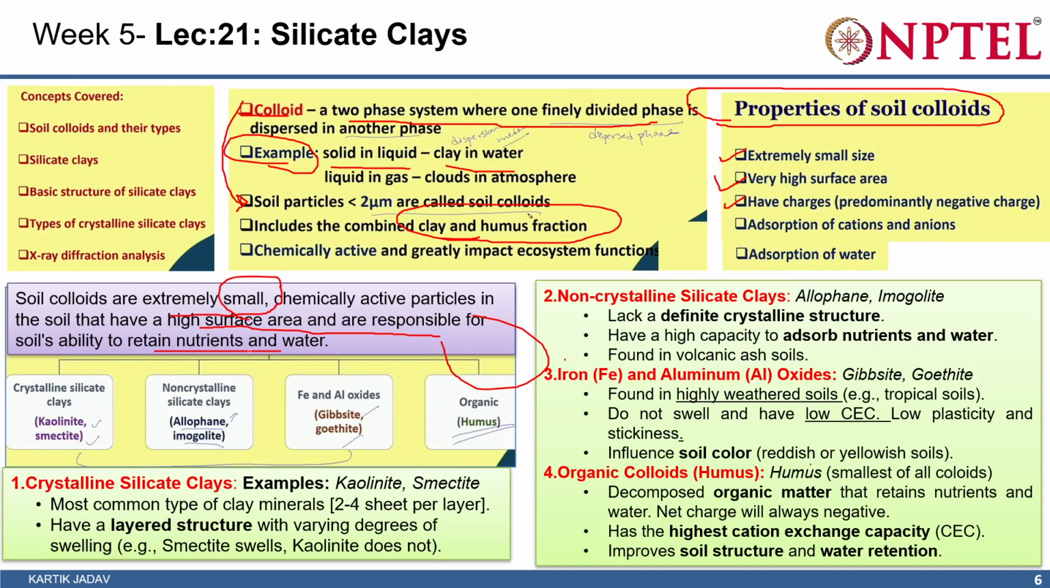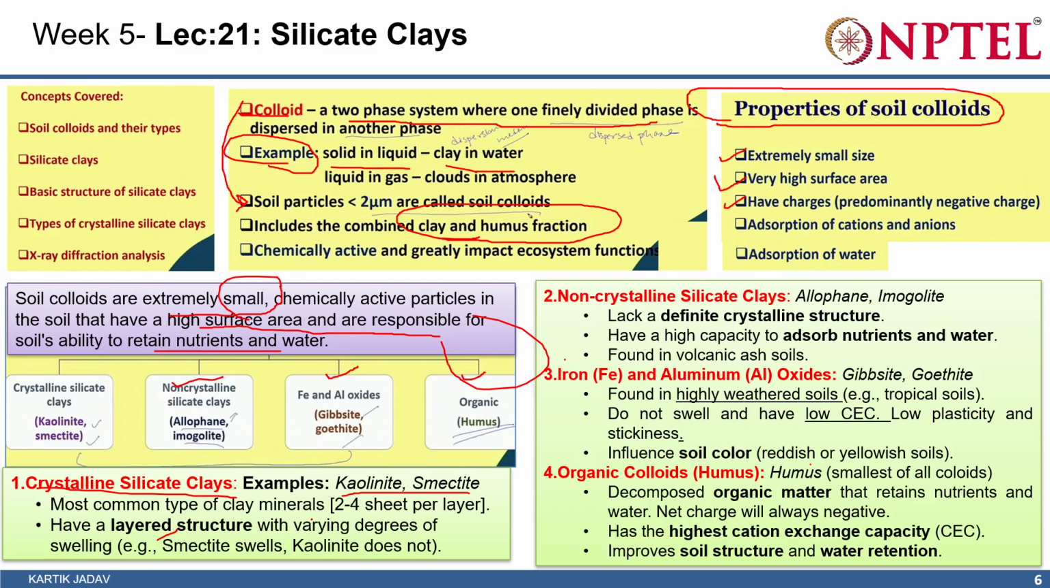Then we have defined soil colloids. Generally, we can define 4 parts: crystalline silicate, non-crystalline silicate, iron and aluminum oxides, and organic colloids. So colloids are generally of 4 types. First is crystalline silicate clays, and major examples of this type of colloid are kaolinite and smectite.